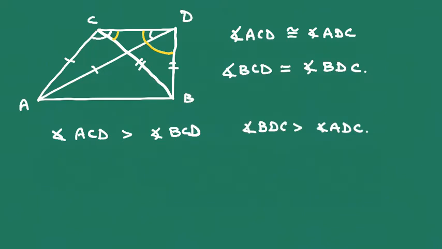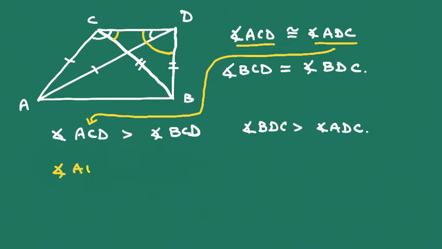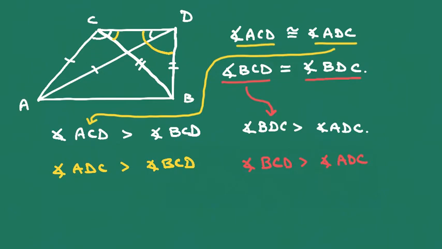So now, because ACD is the same as ADC, we can make the replacement in this inequality and replace our angle ACD with our angle ADC. And likewise, because our angle BDC is the same as angle BCD, in our second inequality, we can replace our angle BDC with our angle BCD. And so we have angle BCD greater than our angle ADC. And in doing this little arithmetic, we now have our contradiction.